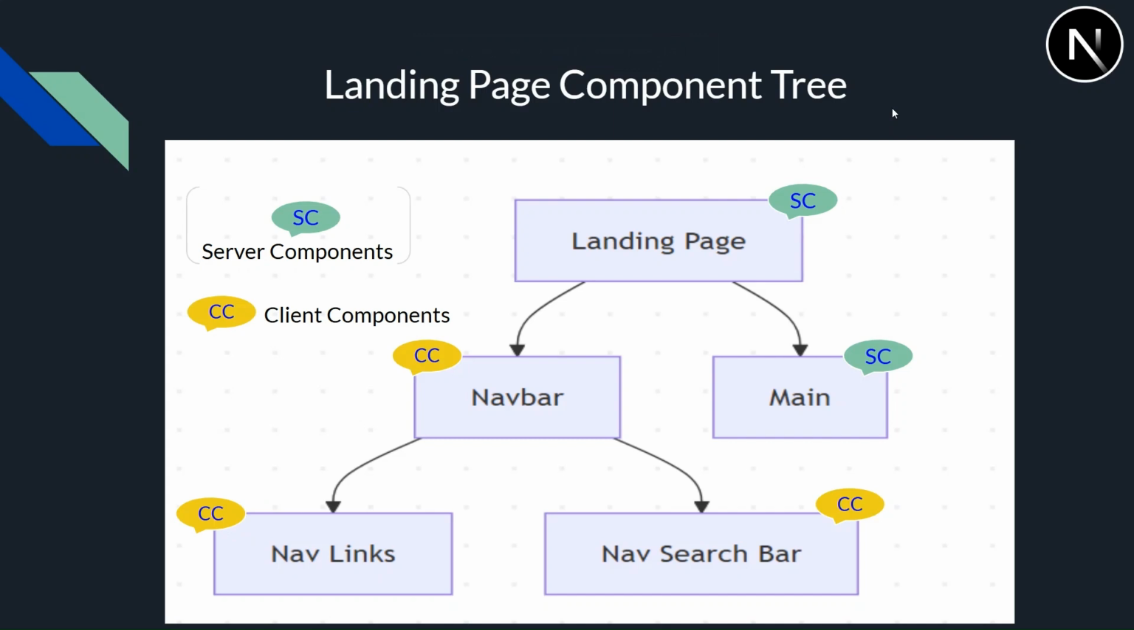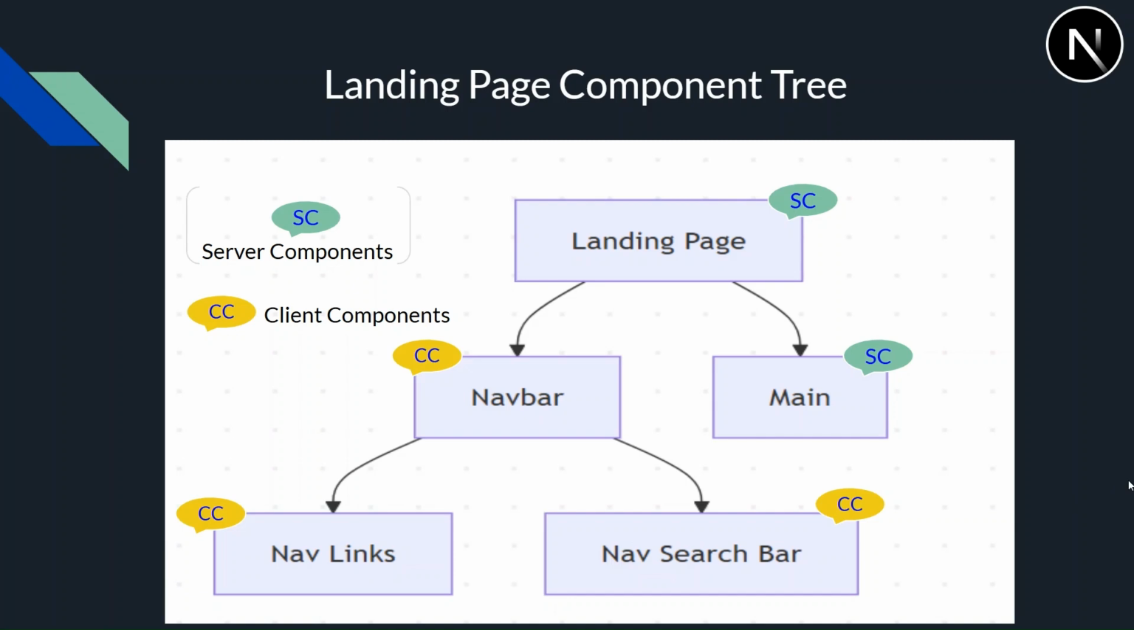The thing is that if it has children, like in our case, on top of the navbar we have nav links and the nav search bar, they are automatically converted from server to client components, which is not a proper way. Because if you use a high level server component and convert it into a client component, then all the nested children of that component will automatically change to client components. So how can we resolve this?